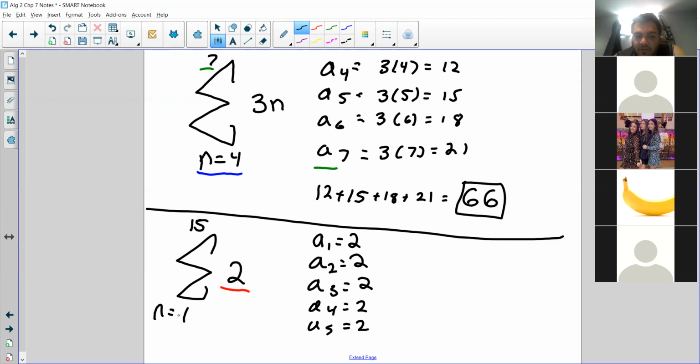Now, if I said from 1 through 15, that could be really annoying to actually write 2, 2, 2, 2, 2, 2, 2, 2, 2 multiple times. But we learned something back in elementary school, how to add something repeatedly over and over again. Does anyone know how you add the same thing over and over again?